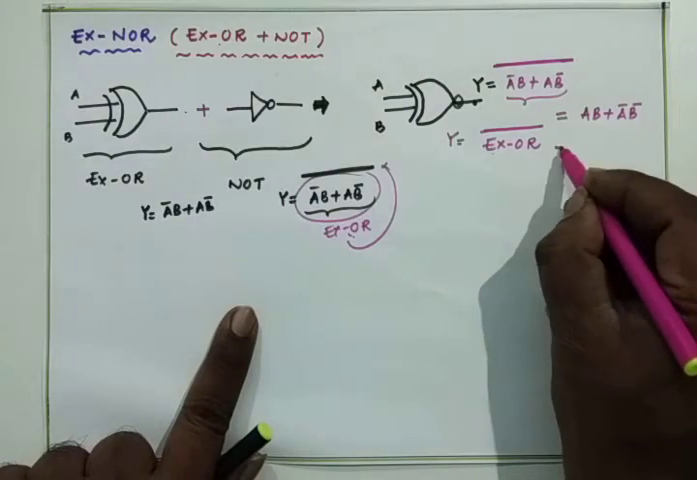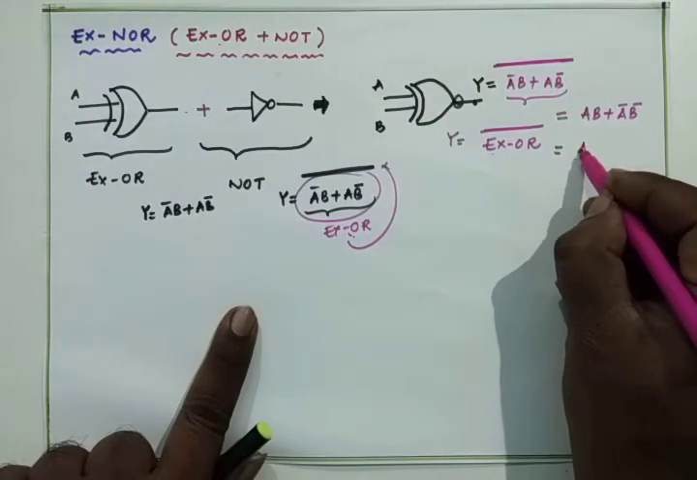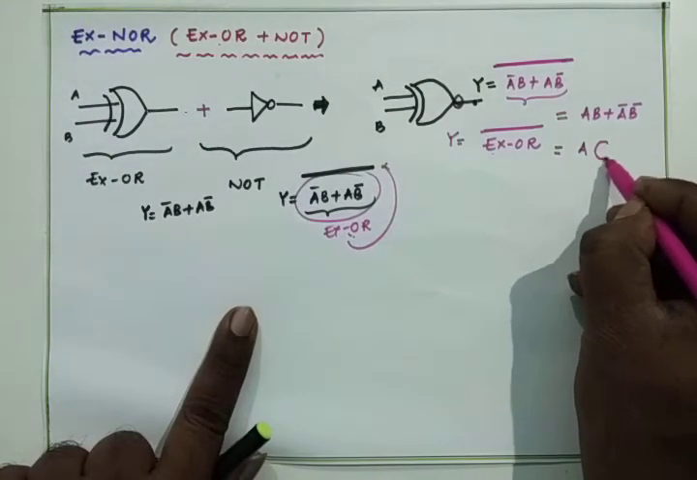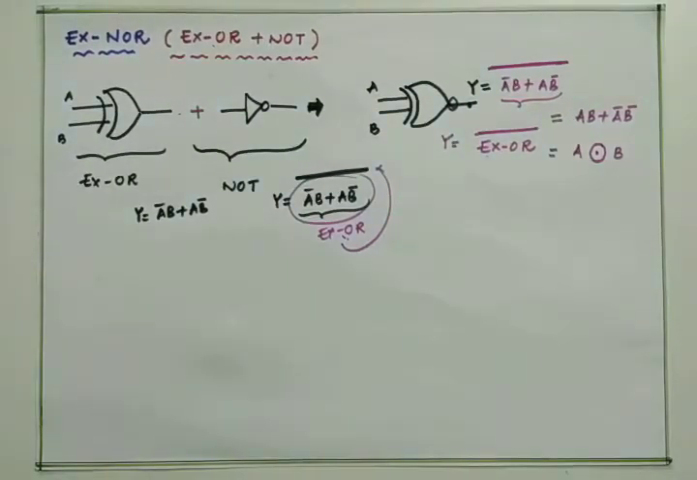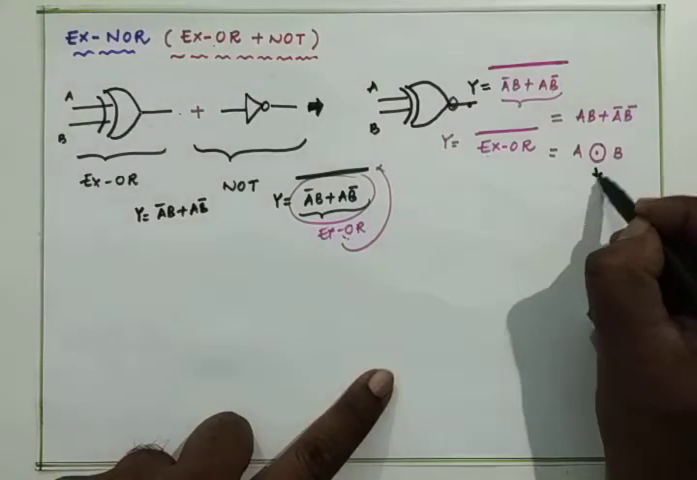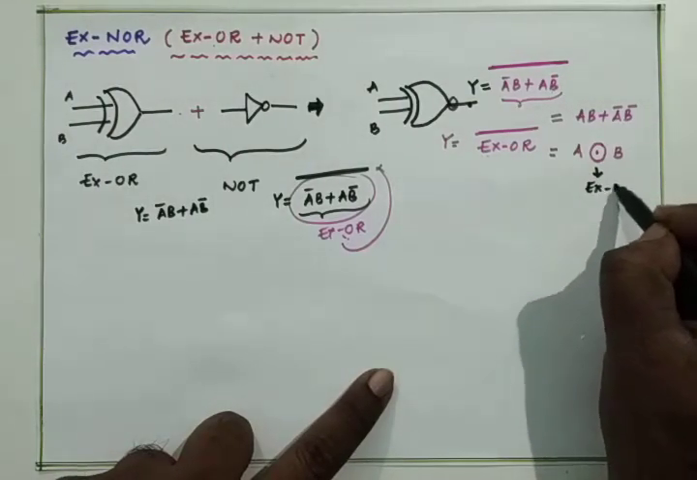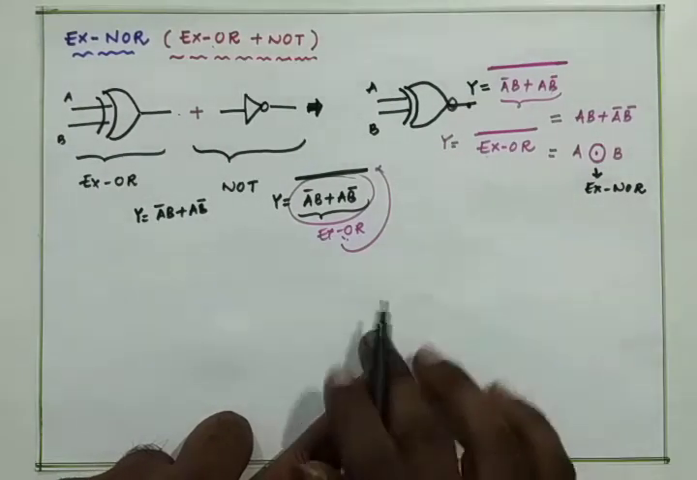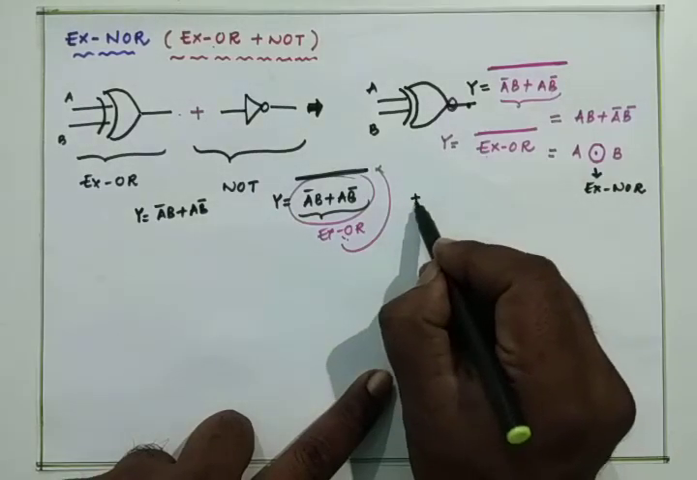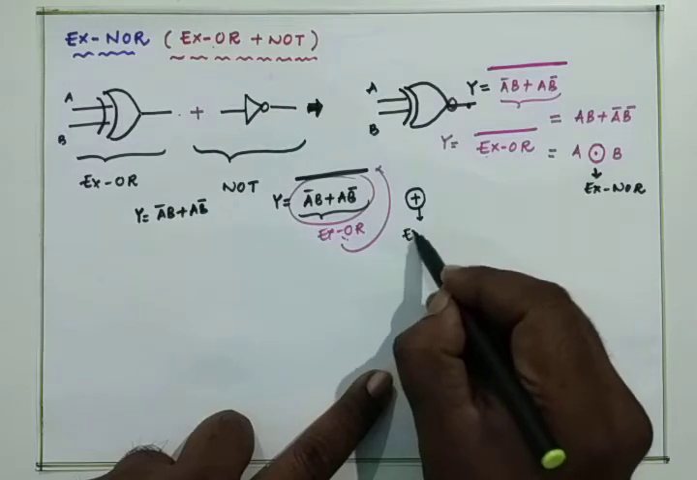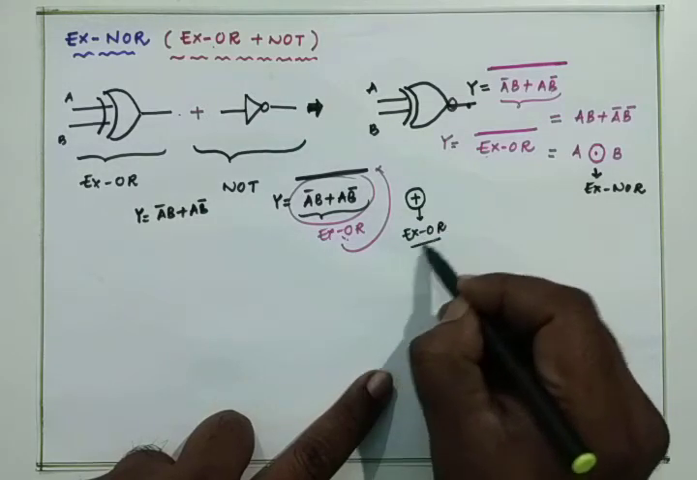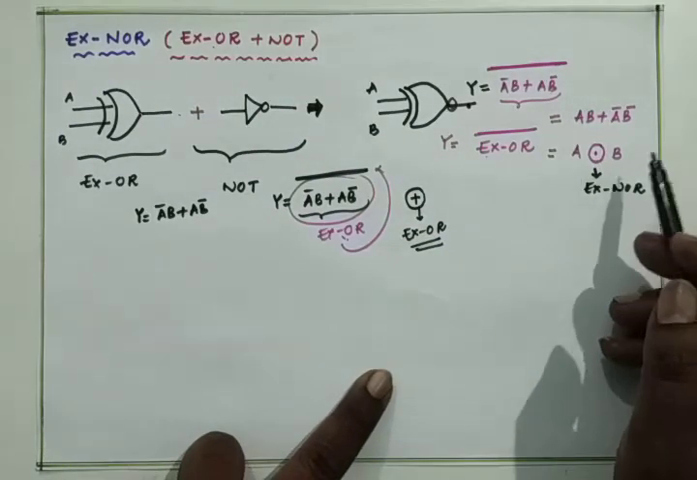Logically, we can represent the exclusive NOR operation like this: A exclusive NOR B. This symbol is the symbol of the exclusive NOR operation, whereas the plus rounded with a circle is the exclusive OR operation. In what way can we pronounce it?